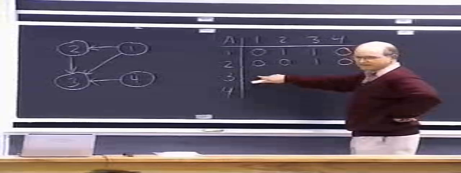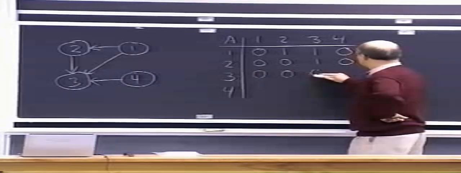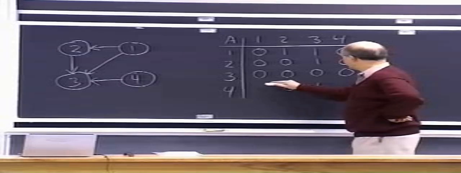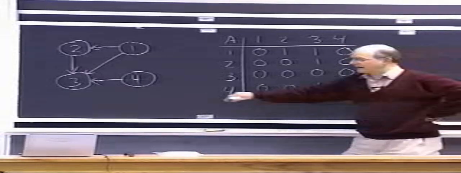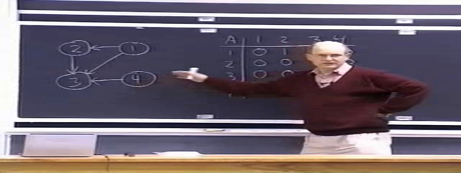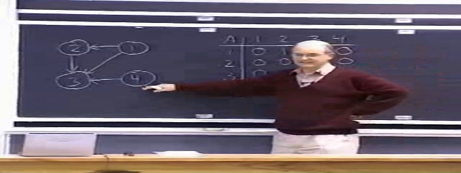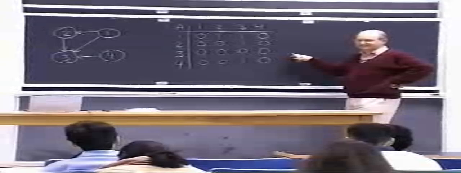3 has no outgoing edges, so it's not connected to anything. And 4 is connected to 3 and not connected to the others. So that's an adjacency matrix of this graph. Okay, if I give you this, you can draw me that. If I give you that, you can produce this matrix.